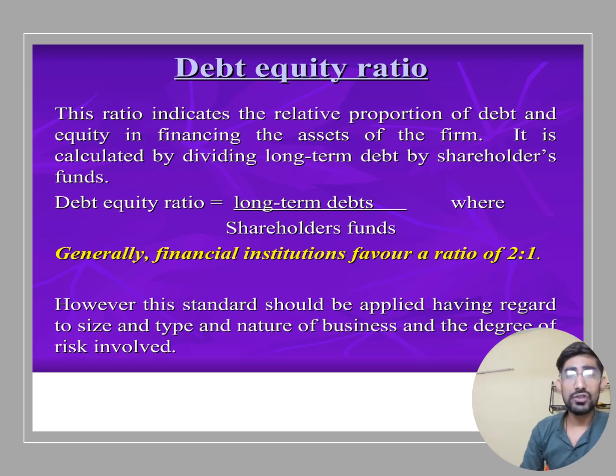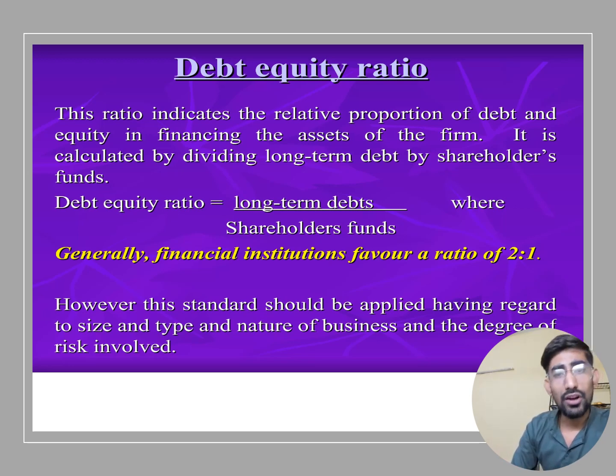However, this standard should be applied having regard to the size, type, and nature of the business and the degree of risk. That means though there is a standard that says if the ratio is 2:1 then it is good, still it depends upon the nature, type, and size of the business, as well as how much degree of risk is involved in the particular firm or business. Okay, so let us understand.